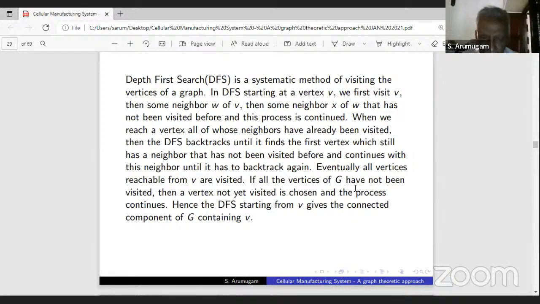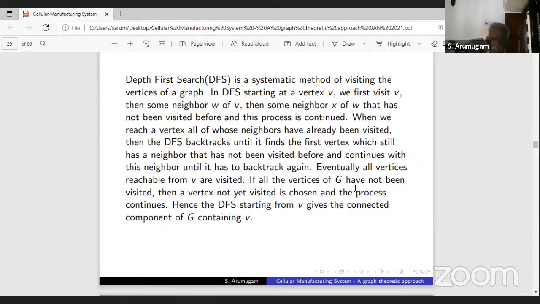The algorithm is very simple. Start from any arbitrary vertex and keep visiting an unvisited neighbor of the current vertex. And if for the current vertex all the neighbors have already been visited, backtrack until you reach a vertex which has an unvisited neighbor, and start continuing the algorithm at that vertex. Repeat this process. That's all. So this is what is called DFS, the depth first search algorithm.